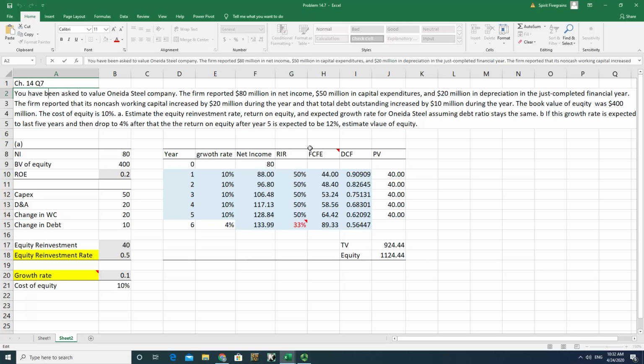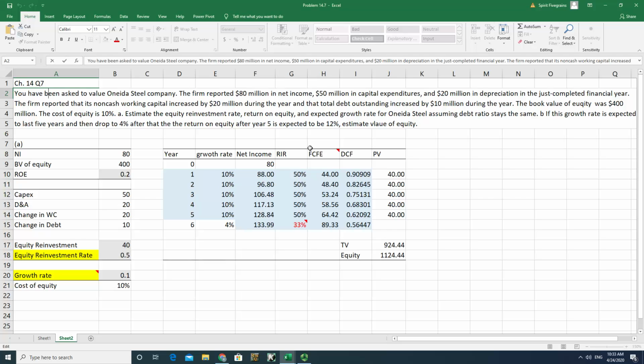The book value of equity was $400 million, cost of equity 10%, and the question is asking you to estimate the equity reinvestment rate, return on equity, and expected growth rate, assuming that the ratios stay the same. B, if the growth rate is expected to last 5 years and then drop to 4% after that, the return on equity after year 5 is expected to be 12%, and estimate the value of equity. So it's a two-step procedure to reach the value of equity in this question.